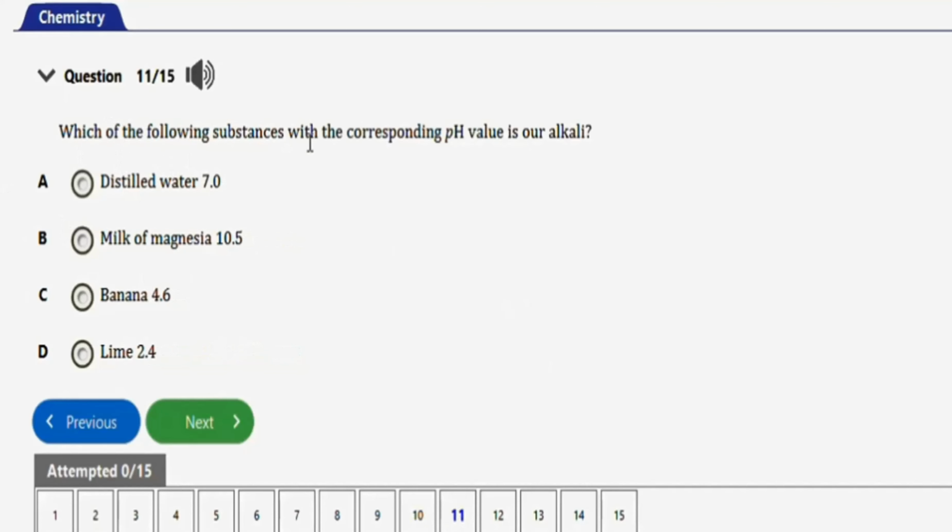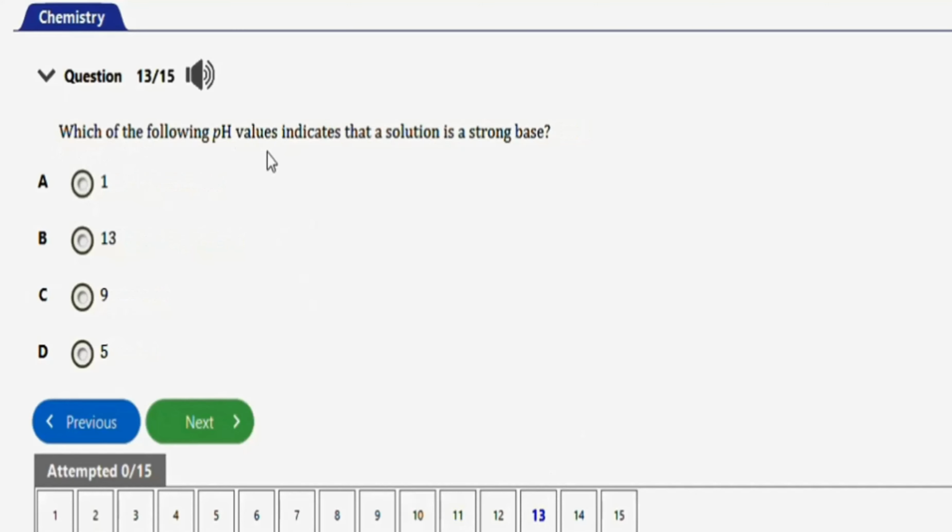It says which of the following substances with a corresponding pH value is alkali. So the right option will be option B, which is milk of magnesia, 10.5. An alkali or alkaline solution has a pH more than 7. So the right option is option B. Next question will be this one.